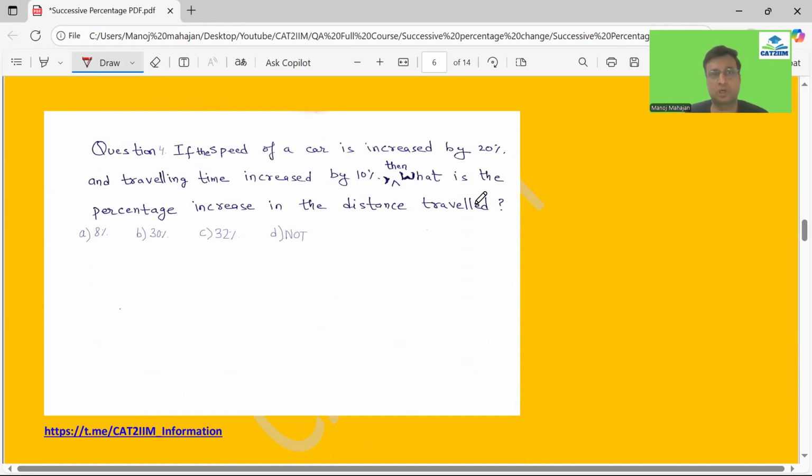So over here, we have used the concept of distance is equal to speed into time, the product of these two quantities. So what is the increase in the speed over here? That is 20%. And if you look at the time, that is nothing but 10%. That is again an increase. So we can use a plus b plus ab by 100. So what do I get? 20 plus 10 plus 20 into 10 by 100. So what is the value we get? 32%. So that is option C out here.